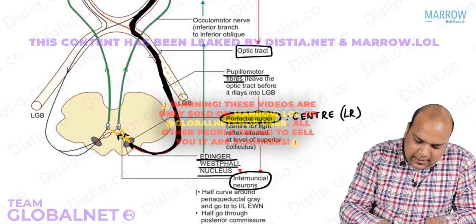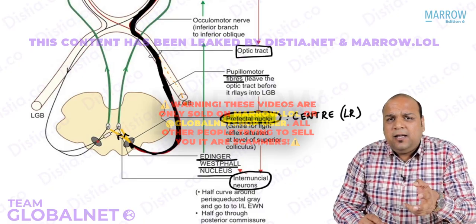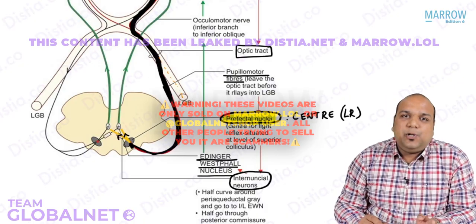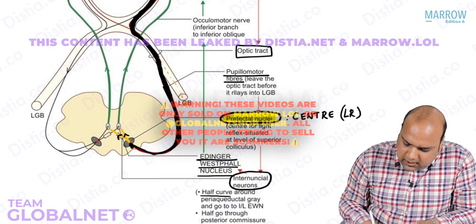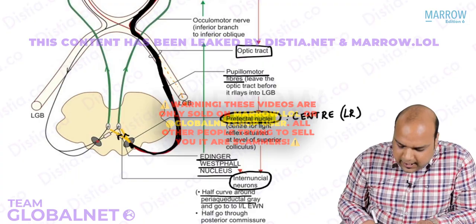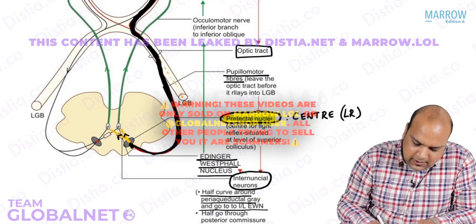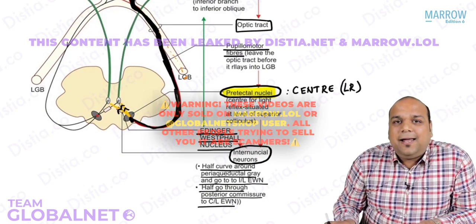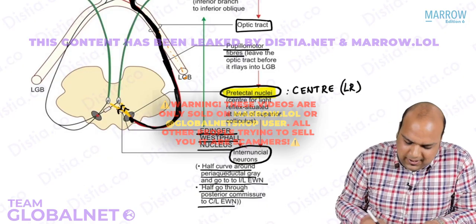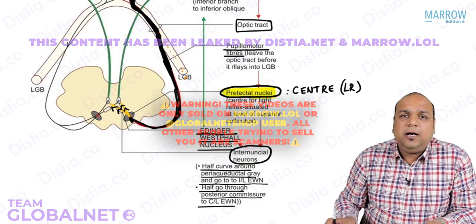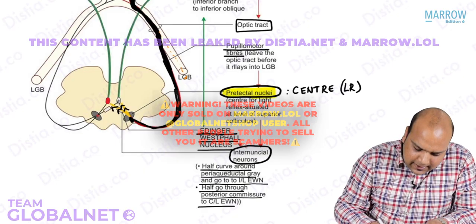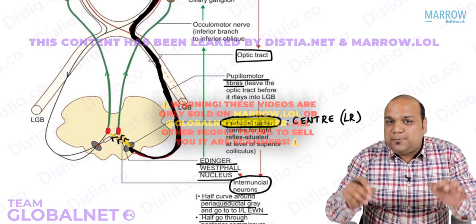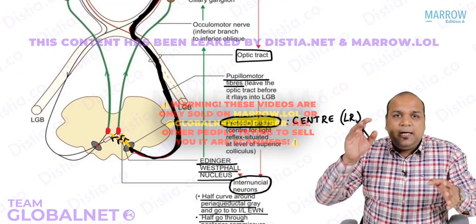If you understand the name, everybody, internuncial. Internuncial means connecting to nucleus, pretectal nucleus and Edinger-Westphal nucleus. Now, half of them curve around periaqueductal gray and go to the ipsilateral Edinger-Westphal nucleus. Half go through the posterior commissure to the contralateral Edinger-Westphal nucleus. Okay, so they are going half to the ipsilateral, half to the contralateral Edinger-Westphal nucleus. So ultimately, the pupilomotor impulse has reached both the Edinger-Westphal nucleus, ipsilateral as well as contralateral.